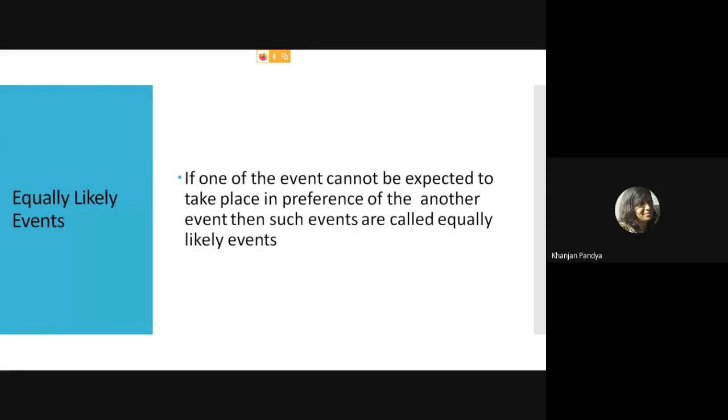Now equally likely events. If one of the events cannot be expected to take place in preference to another event, such events are equally likely events. For example, getting a 3 on the toss of a die and getting a 5 on the toss of a die, because a die has 6 sides, are equally likely events because the probability of each event is equal. Okay.